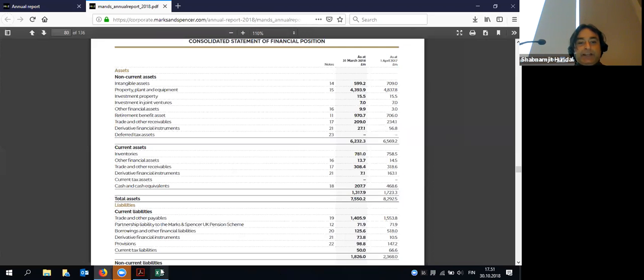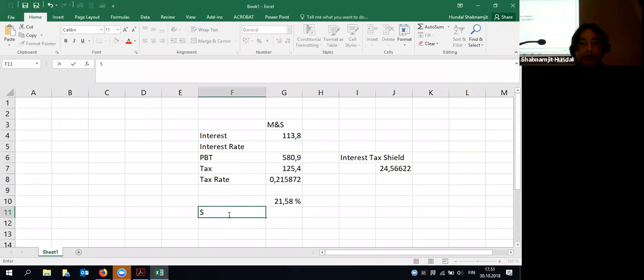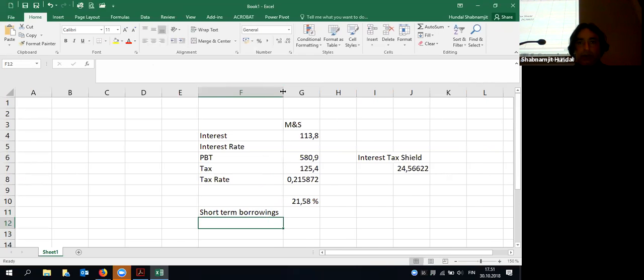Okay, let's write short-term borrowings. Short-term borrowings, and then also write down long-term borrowings, because for the long period, long-term borrowings, and then write down total borrowings.